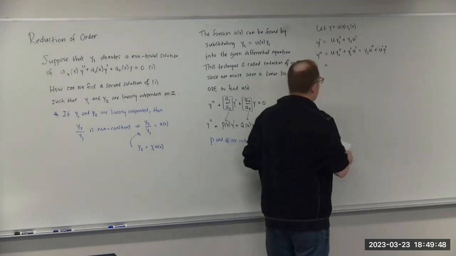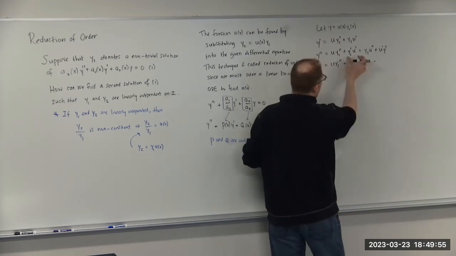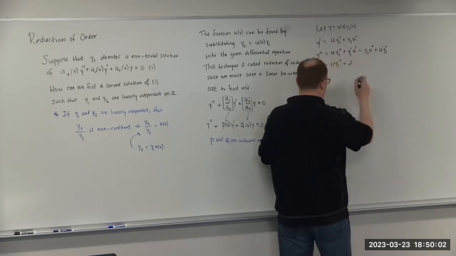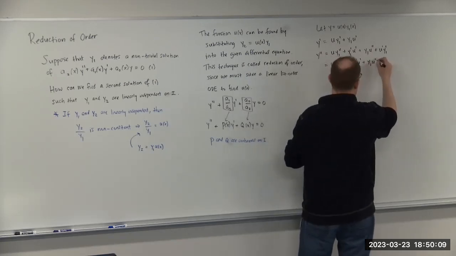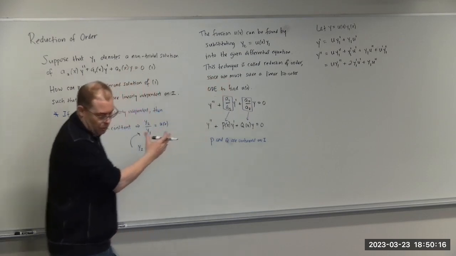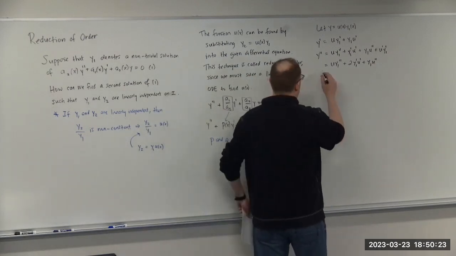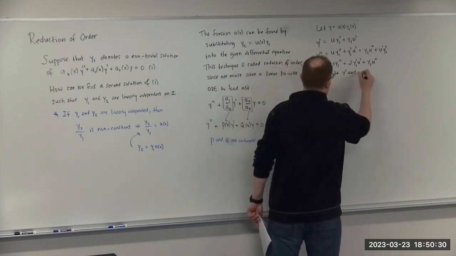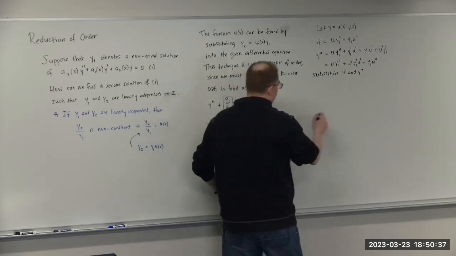So let's go ahead and simplify this. It looks like we have two of these, and this is one here. So we have two y1 prime u prime, plus y1 u double prime. Now we have the expressions for y prime and y double prime. So let's substitute these into here. Let's call this equation 2.